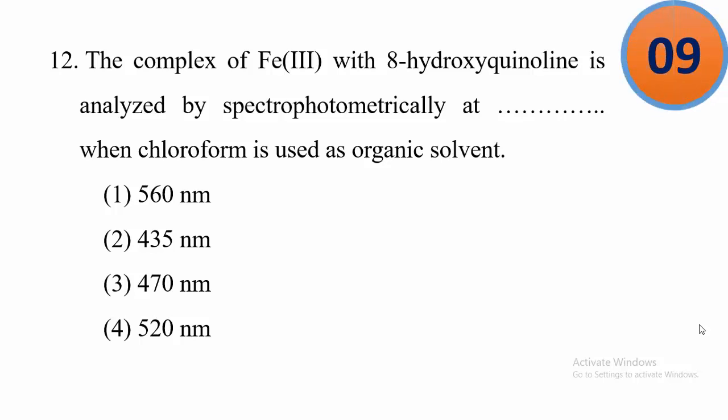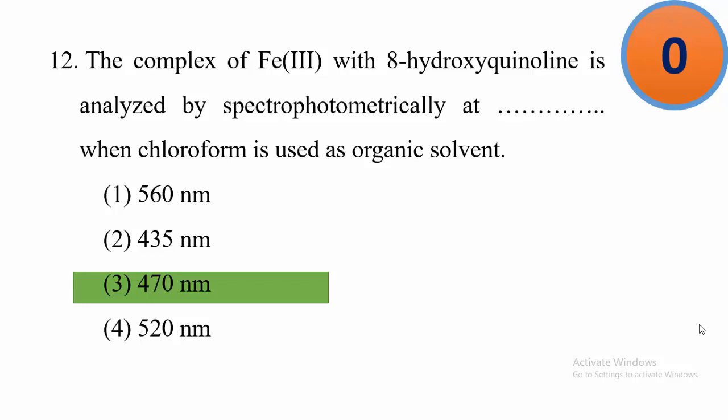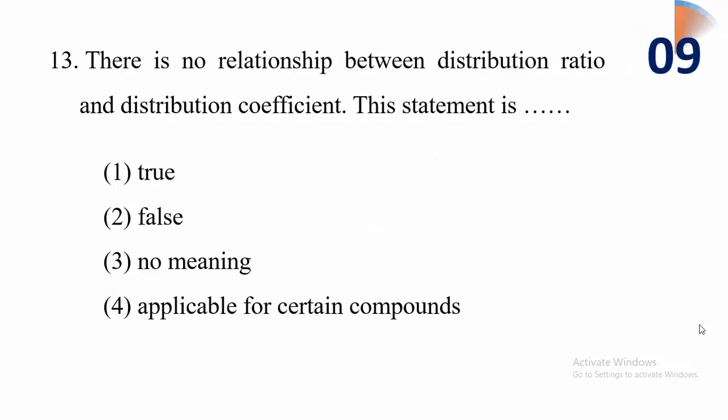The complex of Fe3 with 8 hydroxyquinoline is analyzed spectrophotometrically at dash wavelength when chloroform is used as an organic solvent. The correct answer is 470 nanometer, because when iron 3 forms a complex with 8 hydroxyquinoline and is extracted into the chloroform, it can be analyzed at 470 nanometer to get a correct quantitative and qualitative estimation of this iron 3 complex.